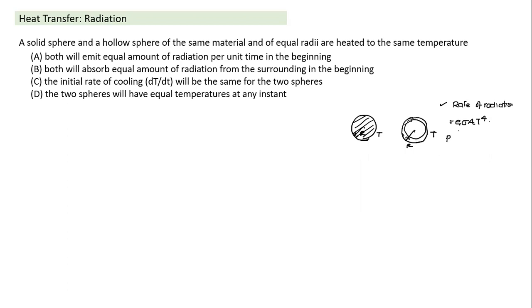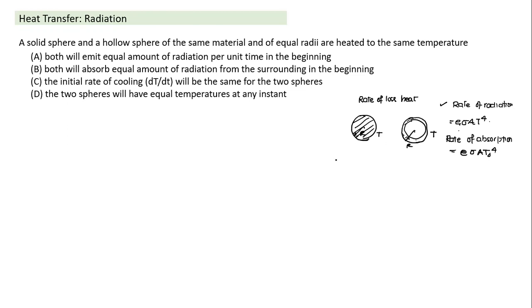Now let's understand what will happen to the rate of absorption. If they are placed in some surrounding, what is the rate of absorption of heat? Will that be the same or different? The rate of absorption is very similar. This is also sigma A and T to the power 4. So if both of them are placed there, the rate of loss of heat is equal, or the rate of loss of heat in the form of radiation is equal.